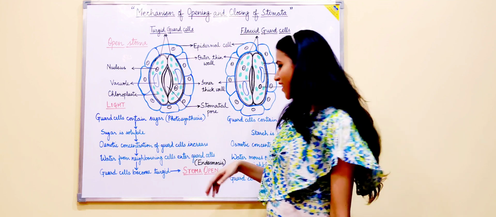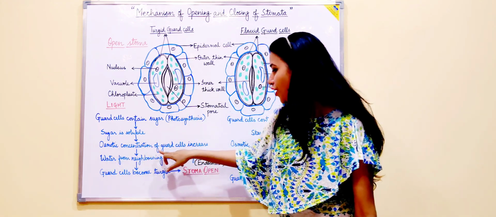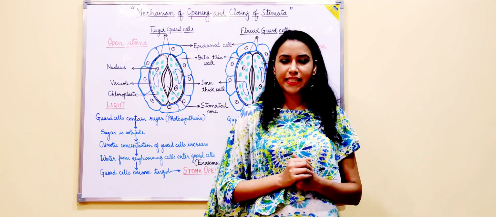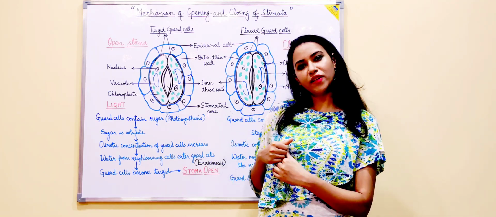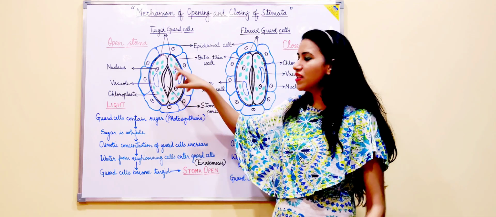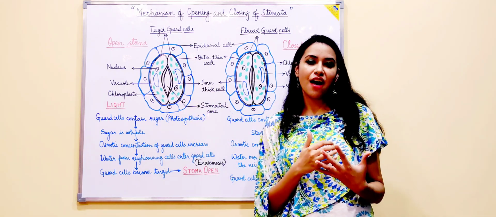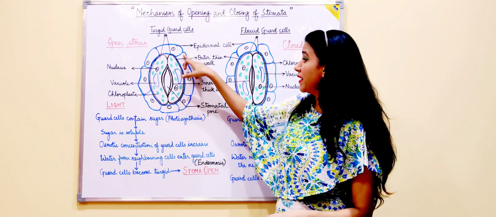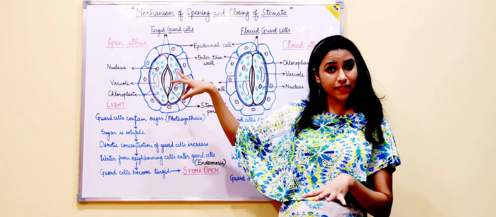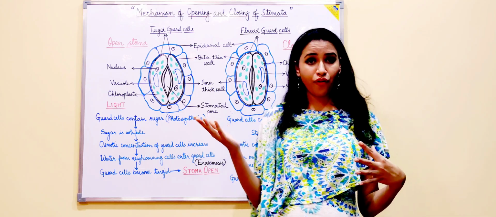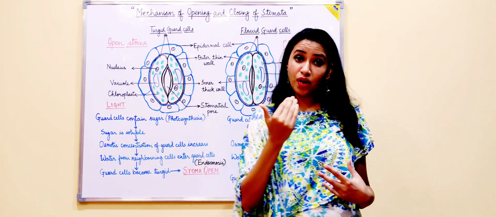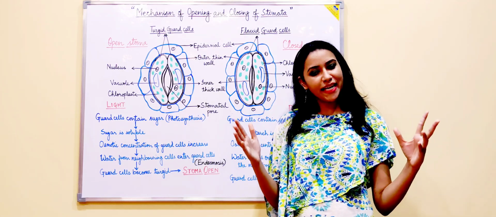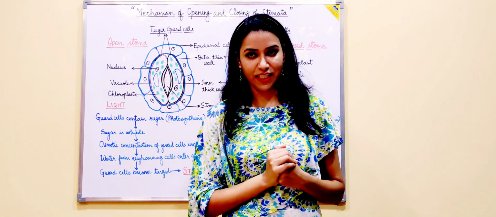And as a result of that, the osmotic concentration of guard cells will increase. Or in simple language, because there is sugar dissolved in the cytoplasm of the guard cells, the guard cells will comparatively have less water as compared to the water present in the neighboring epidermal cells. And you know, water will move from higher concentration to lower concentration, but here it's not diffusion, it is osmosis. Right? Now let me define osmosis.